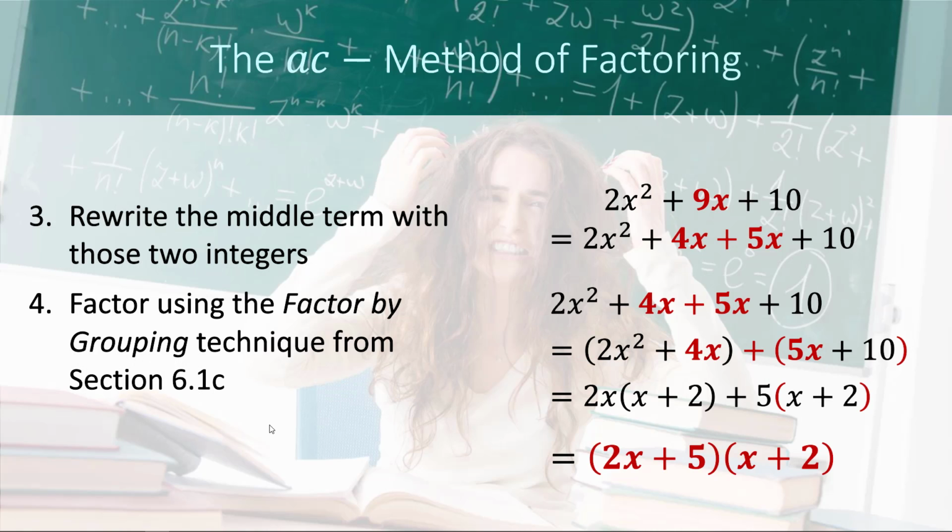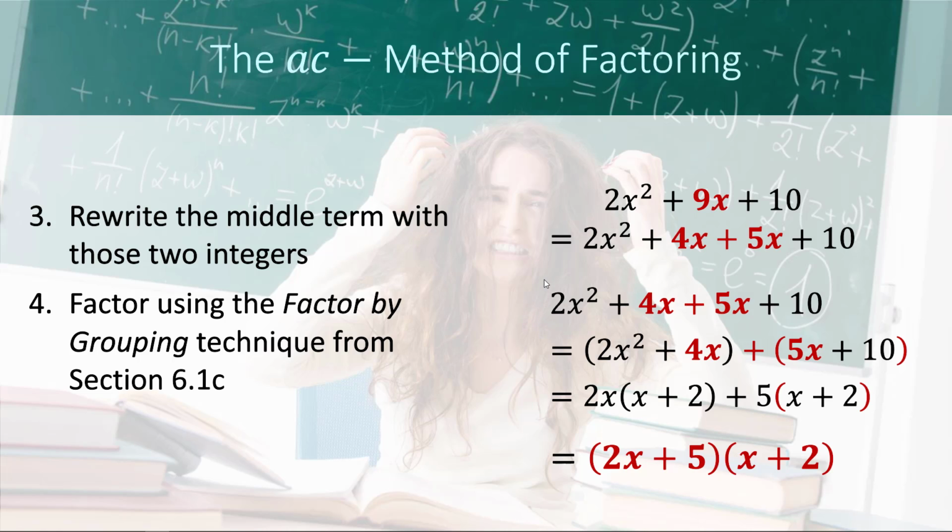Okay, once you've done that, we want to replace the middle term, 9x, by those two integers you just found. In this case, 4x plus 5x. Now take a look at what we have. We've changed our trinomial into a quadnomial, for lack of a better term, a fournomial. As a consequence, this is now a candidate for factoring by grouping, which we learned two lessons ago. So what do we want to do? We want to factor this using the factor by grouping technique that we learned in section 6.1c.